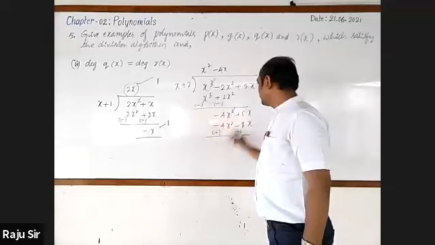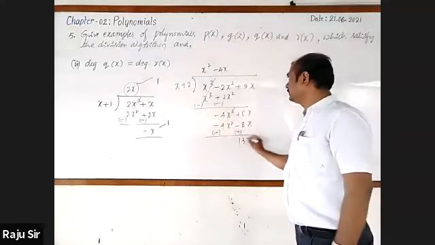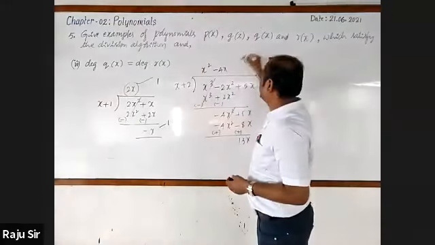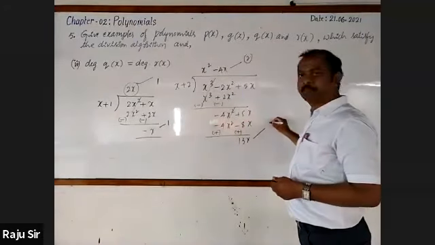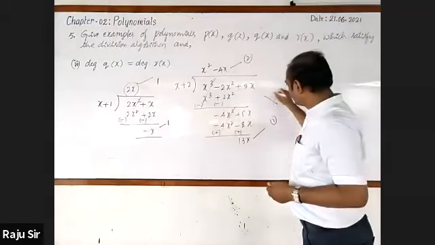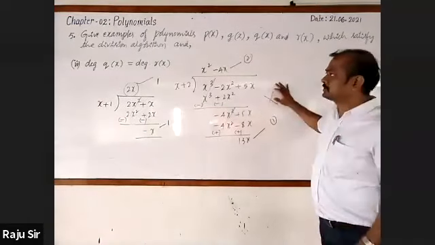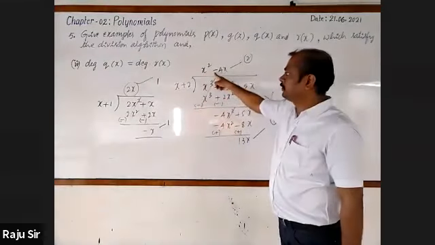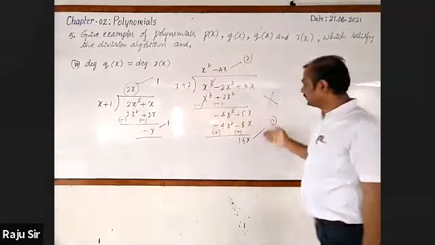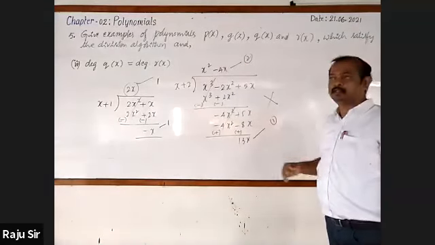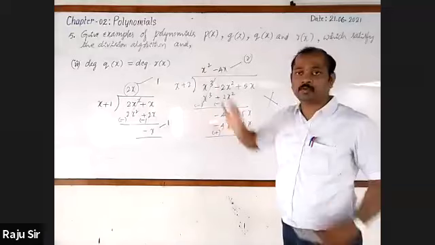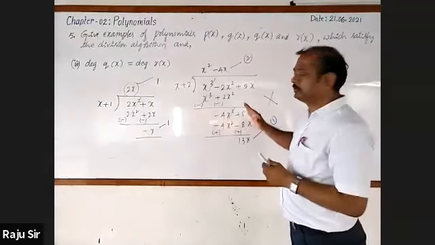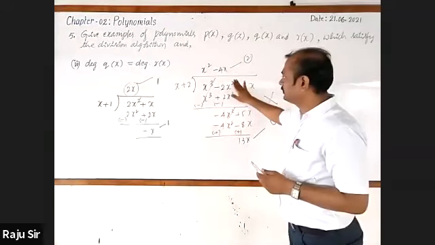Plus gets cancelled. 5x plus 8x, 13x. Here the degree is 2, and in this the degree is 1. This condition does not hold. The degree of the quotient is greater than the degree of the remainder, so this condition does not hold good. How can we go further? Sir, in P of x, two terms only should be there.